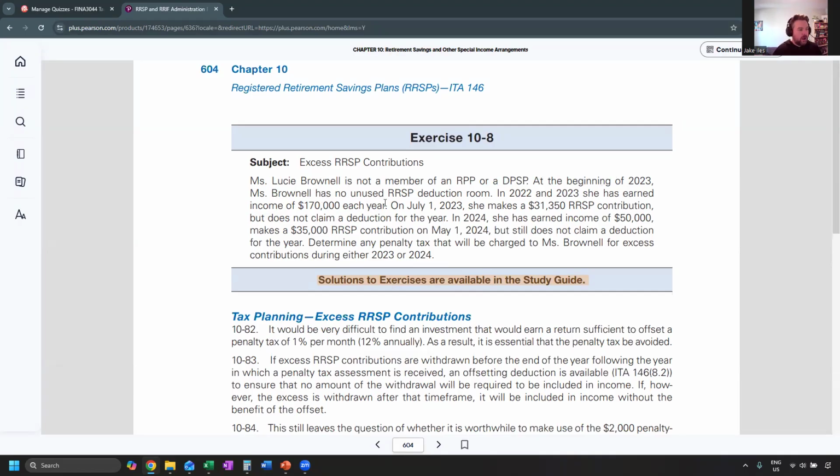about. On July 1st, 2023, she makes a $31,350 RRSP contribution. She does not claim a deduction. In 2024, she's earned income of $50,000, makes a $35,000 RSP contribution on May 1st, but still does not claim a deduction. Determine any penalty tax that will be charged to Ms. Brownell for excess contributions in 2023 and 2024.